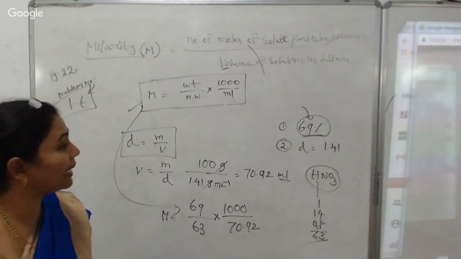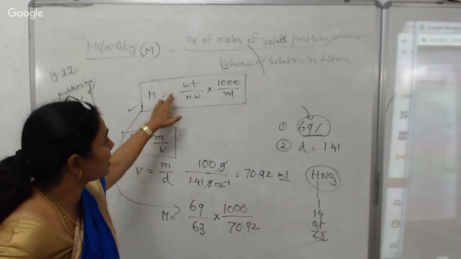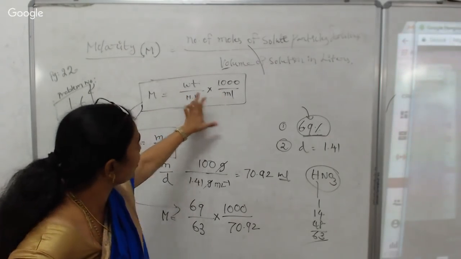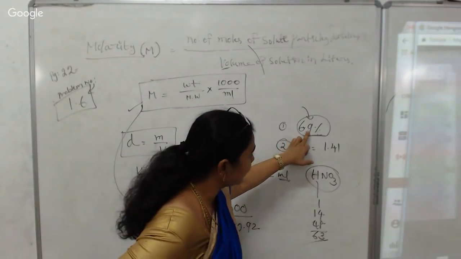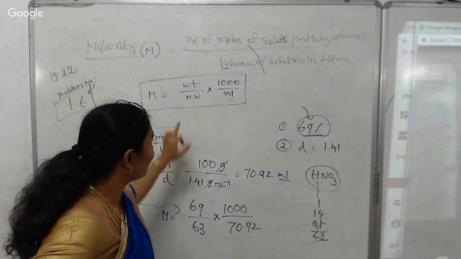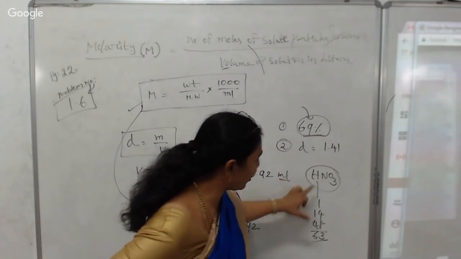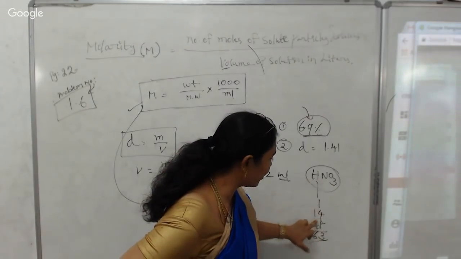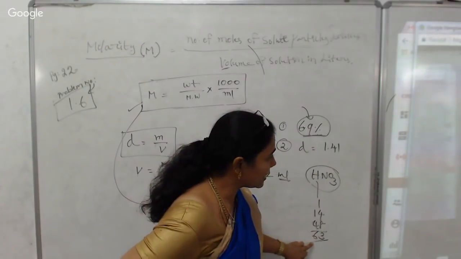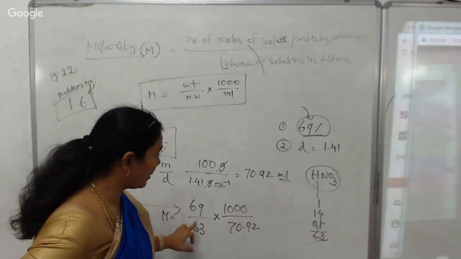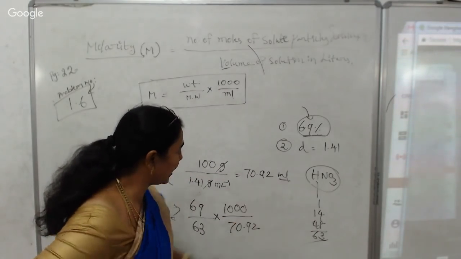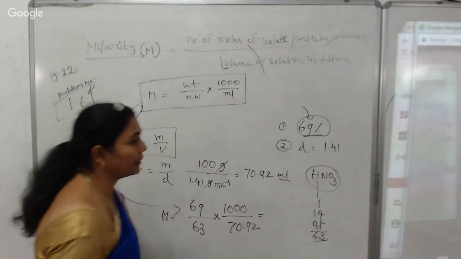Second step, you have to calculate the molarity. The molarity formula is weight by molecular weight into 1000 divided by ml. So the weight you already know, it is 69 grams of HNO3. The molecular weight of HNO3 you have to calculate: hydrogen 1, nitrogen 14, and oxygen 16 into 3, 48. If you calculate, you will get 63. So 69 divided by 63 into 1000, and ml you already know, 70.92. So calculate fast and find out the molarity.